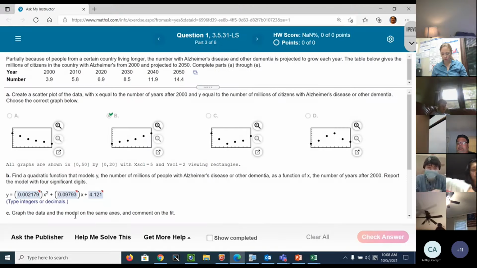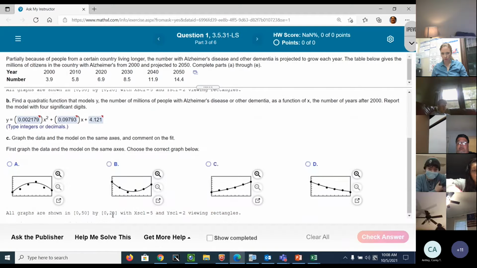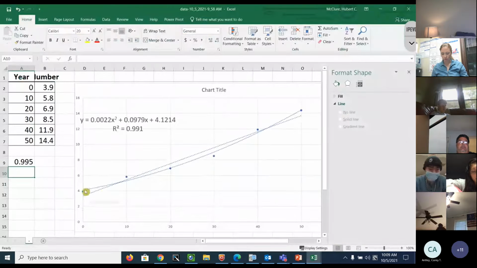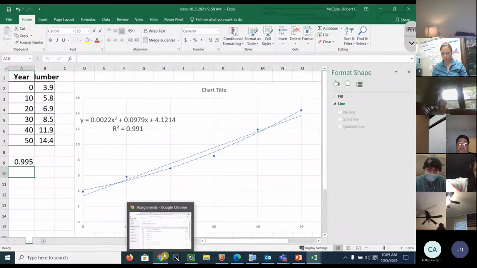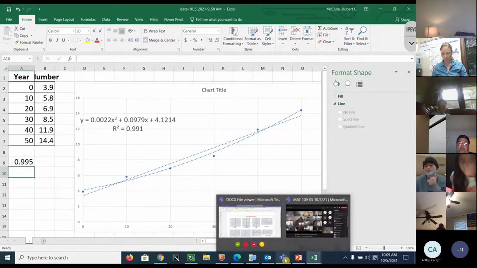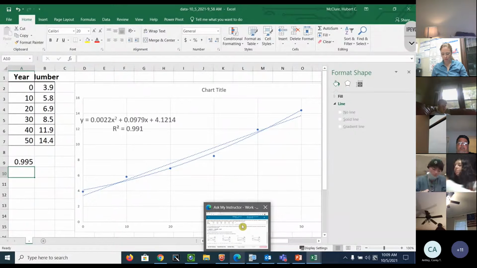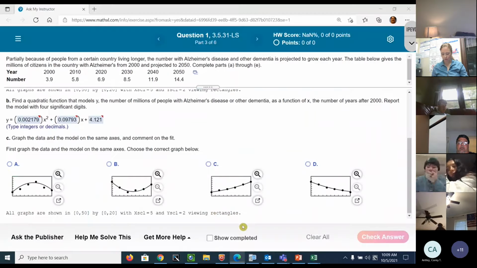But try to do the best you can with those. And it looks like it's above this point, hitting the third point, and above this point. Let's see which one does that. Well, I've got to find my problem. It looks like this one.